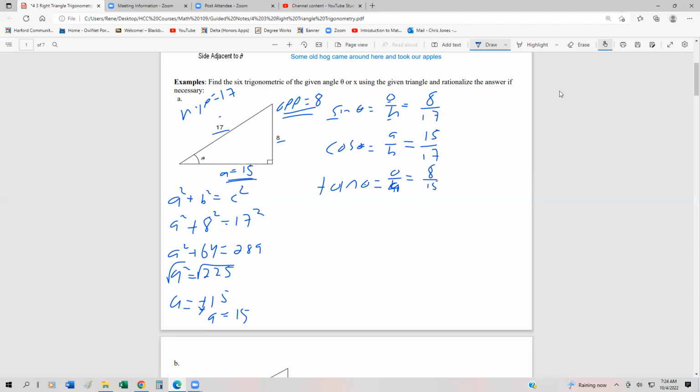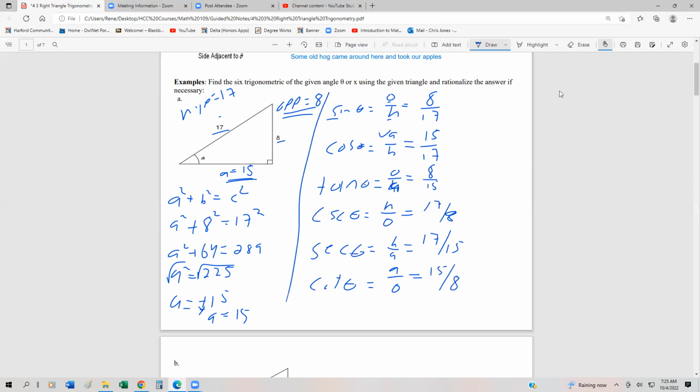Now, once we have those three, then what we can do is just take the reciprocal. So for instance, the cosecant of theta is going to be the reciprocal of sine, hypotenuse over opposite, which is 17/8. And then we have the secant of theta, which is the reciprocal of cosine, the hypotenuse over the adjacent. And so that's going to be 17/15. And then finally, the cotangent of theta is going to be the adjacent over the opposite, which is 15/8. All right, so these are going to be our 6 trigonometric functions of that right triangle.